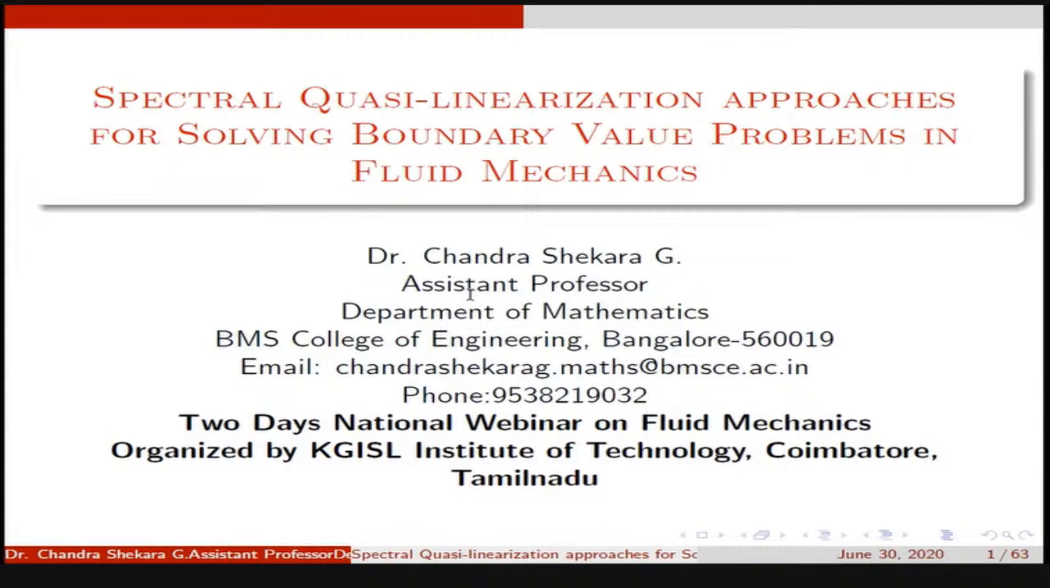I hope all the participants got some insights from yesterday's wonderful session by Professor Abdul Hakim. He gave complete insight into the applications of fluid mechanics, in particular the application of nanofluids in industrial and medical applications, and also gave complete details on how to model boundary layer flows with respect to nanofluids. In continuation of that talk, today I'm going to present the post-processing of that mathematical modeling that Hakim sir explained yesterday. My topic is spectral quasilinearization approaches for solving boundary value problems in fluid mechanics.